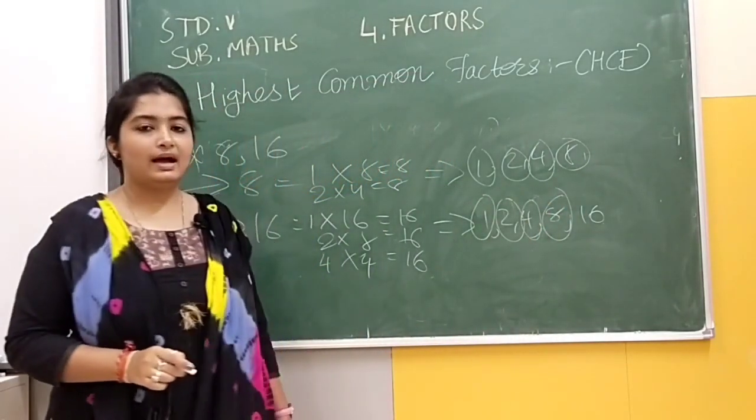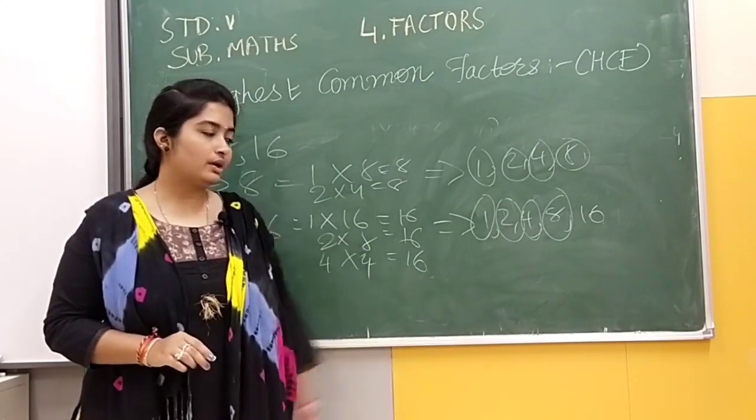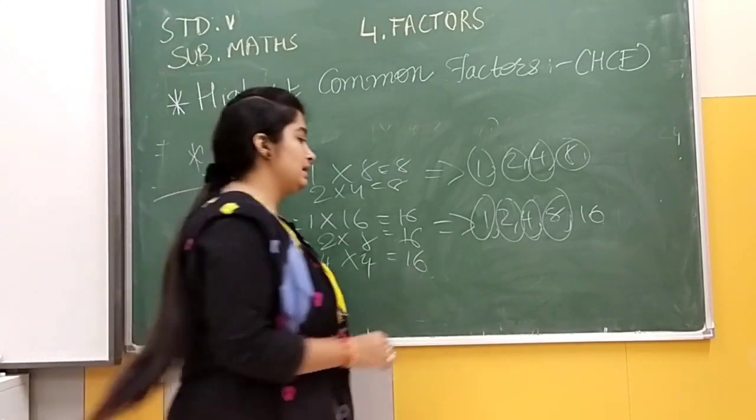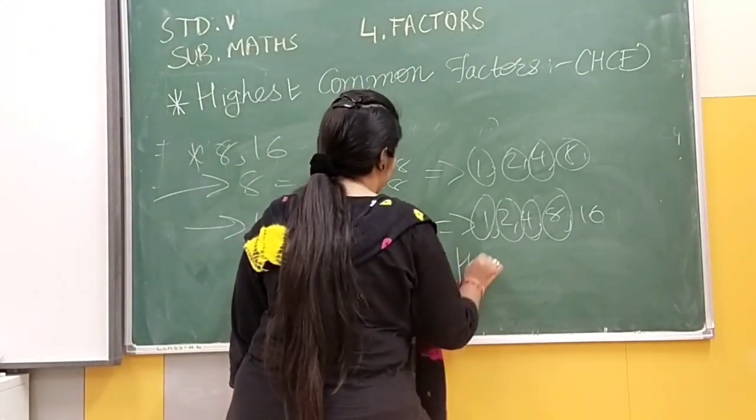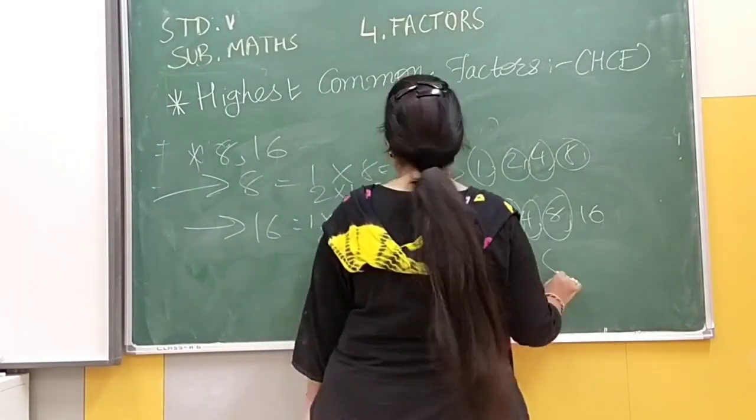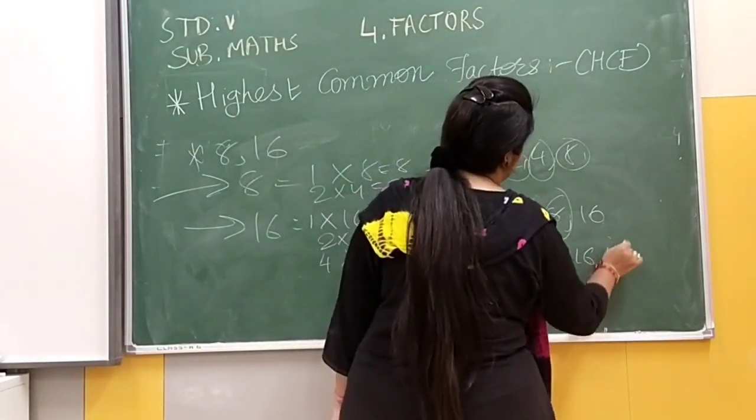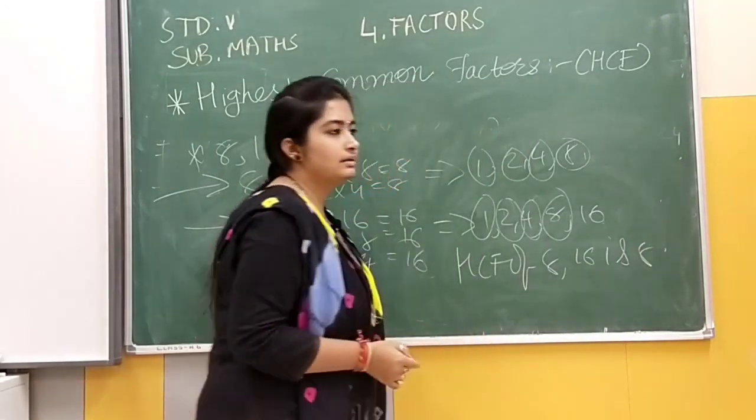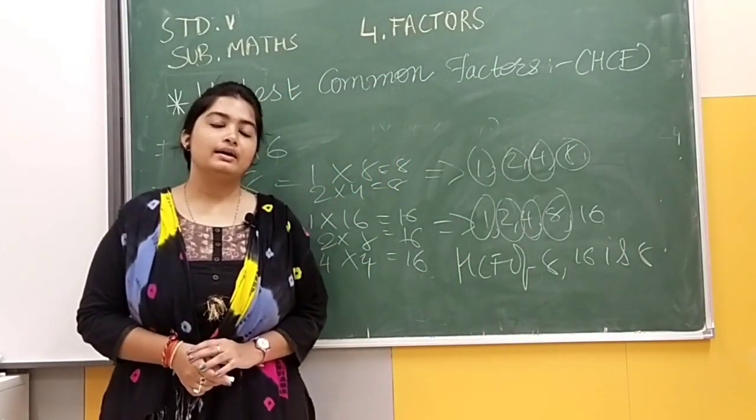Now what is highest common factor? Highest number कौन सा होगा इन दोनों में से? That is 8. So HCF of 8 and 16 is 8. So that is the introduction about HCF.